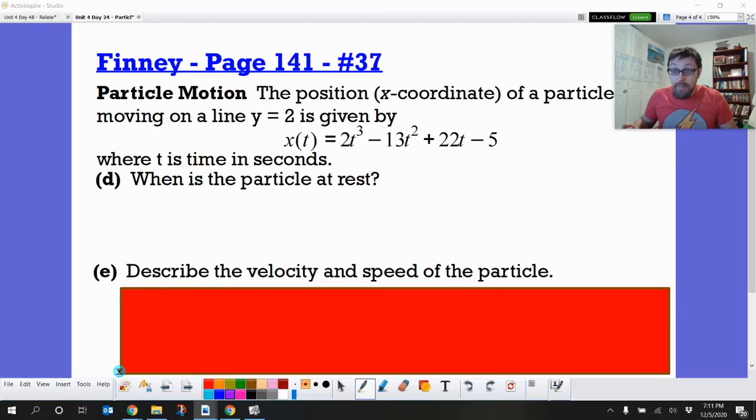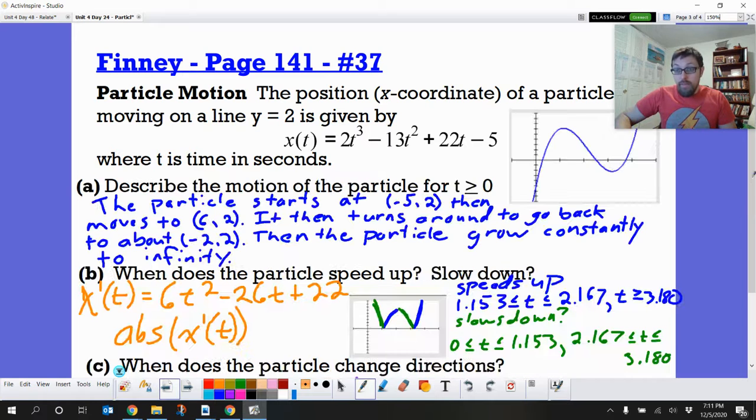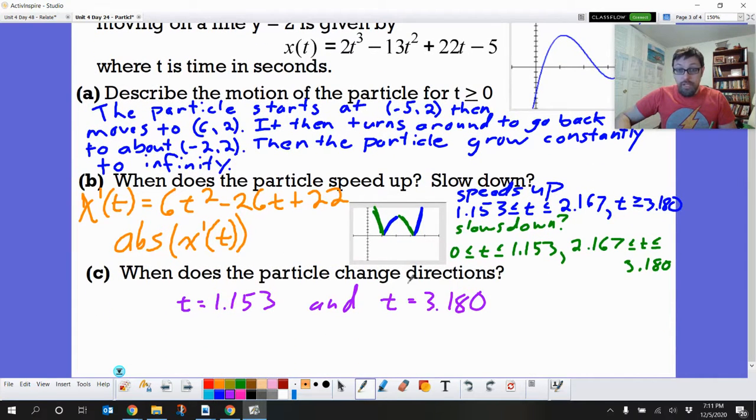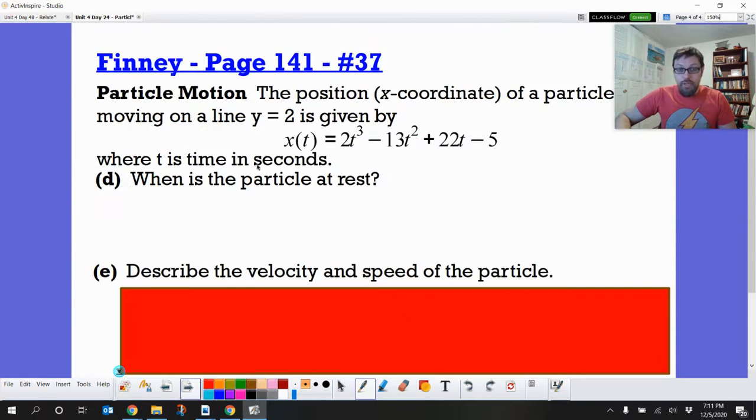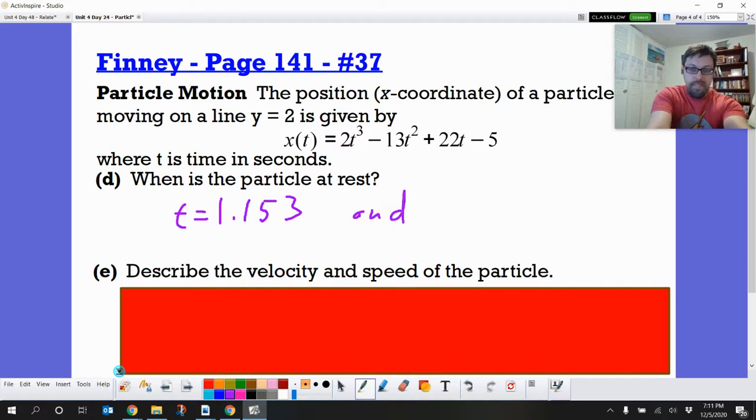We can see that when it crosses the x-axis, so when it changes its direction. And those are the same times that we were just asking. So the question of when the particle changes direction is the same question about when the particle is at rest. So they're the same question, different words. So this one is t equaling 1.153 and t is approximately 3.180. And these are in seconds.